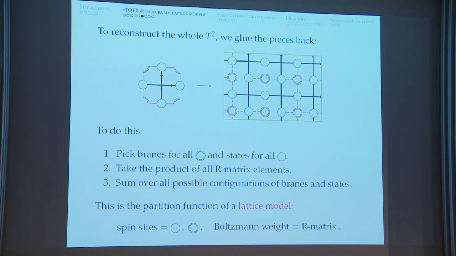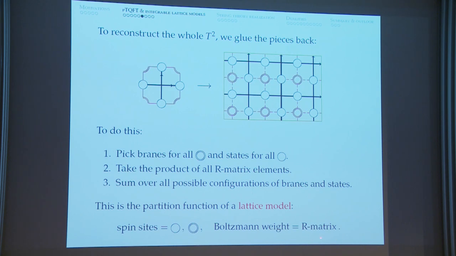Is this clear? Yeah, this is just a gluing of TQFT, right? But if you look at this procedure, this is nothing but the definition of the partition function of a lattice model in statistical mechanics, in which spins are located on these single-lined and double-lined circles, and spin variables are labels of states or branes over which we sum over later.